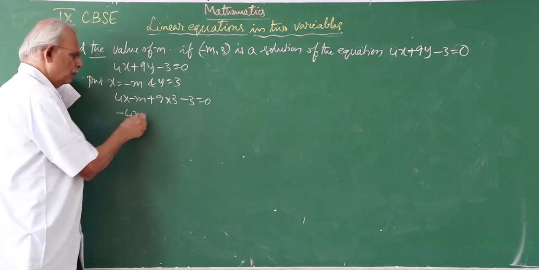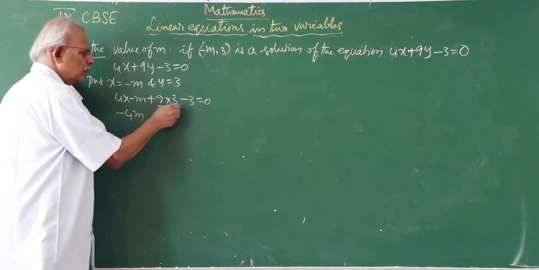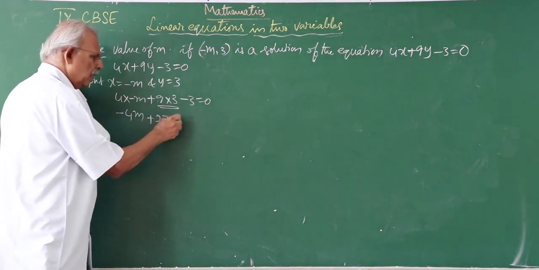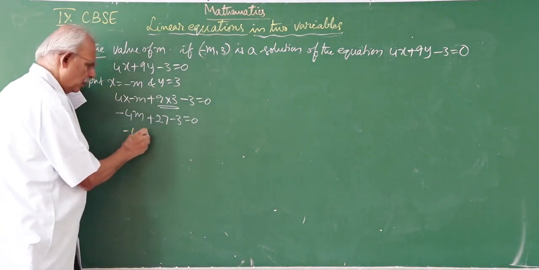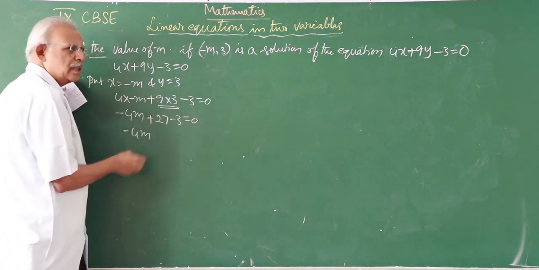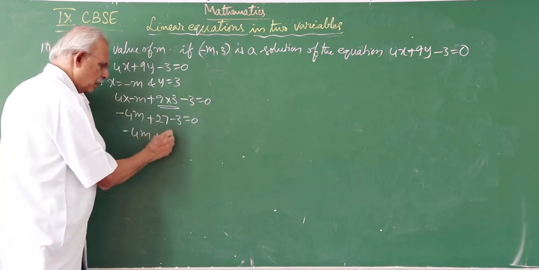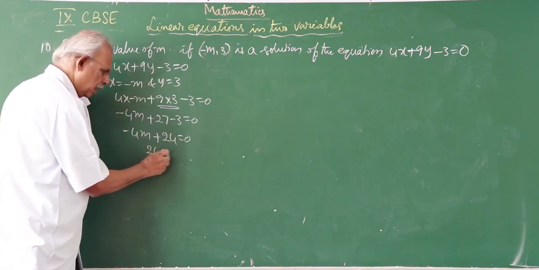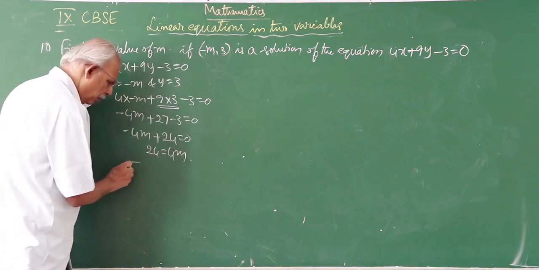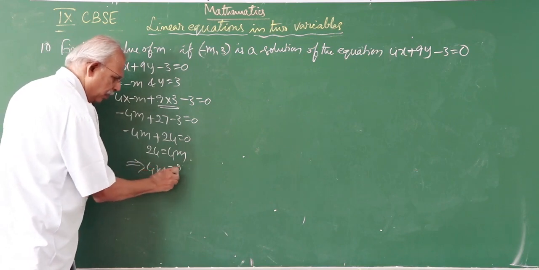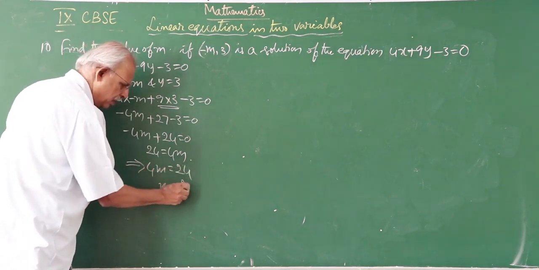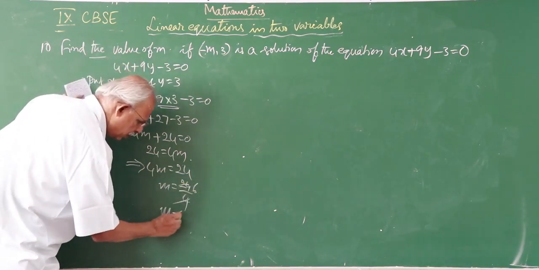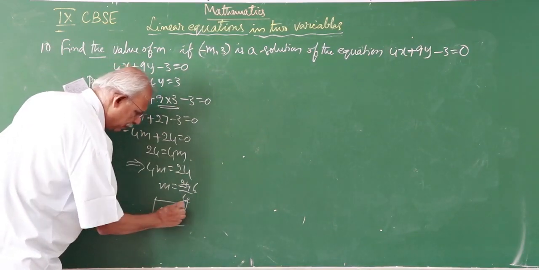This is minus 4m. 9 3s are 27, minus 3. So minus 4m plus 27 minus 3 means subtract, plus 24 equals 0. So take minus 4m to the right hand side, equals plus 4m. It implies 4m equals 24 and m equals 24 by 4. 4 1s are 4, 6s are 24. So m equals 6. So the value of m is 6.